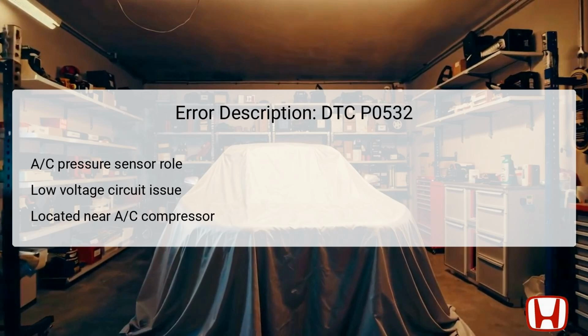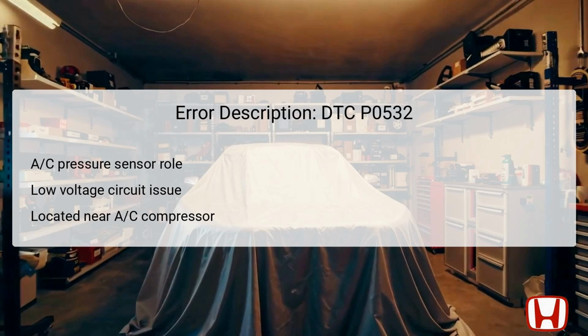The AC pressure sensor is essential in monitoring the refrigerant pressure in the air conditioning system, relaying necessary data to the powertrain control module, or PCM. Its location is generally situated near the AC compressor, which is responsible for compressing the refrigerant in the cooling cycle. When the pressure sensor circuit experiences low voltage readings, it may trigger the DTC P0532, disrupting the AC system's performance.